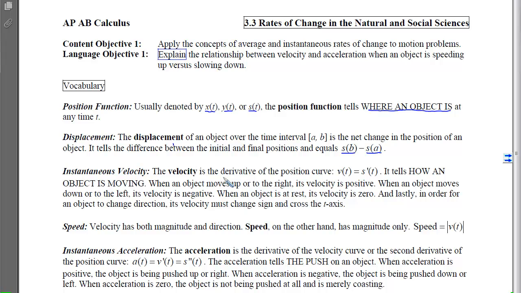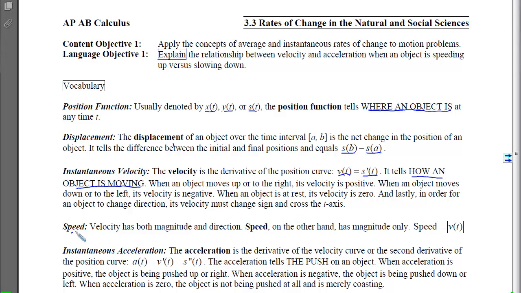Instantaneous velocity, as you know, is the derivative of the position curve. So now we can write v of t is s prime of t. This velocity function will tell how an object is moving. So when an object is moving up or to the right, the velocity will be positive. When an object is moving down or to the left, its velocity will be negative. When an object is at rest, the velocity is 0. And lastly, in order for an object to change direction, the velocity has to change sign. So that means that the graph of the velocity would have to cross the t-axis.